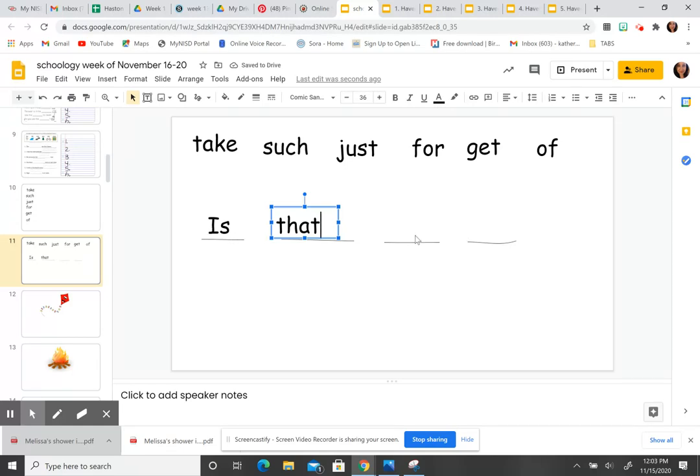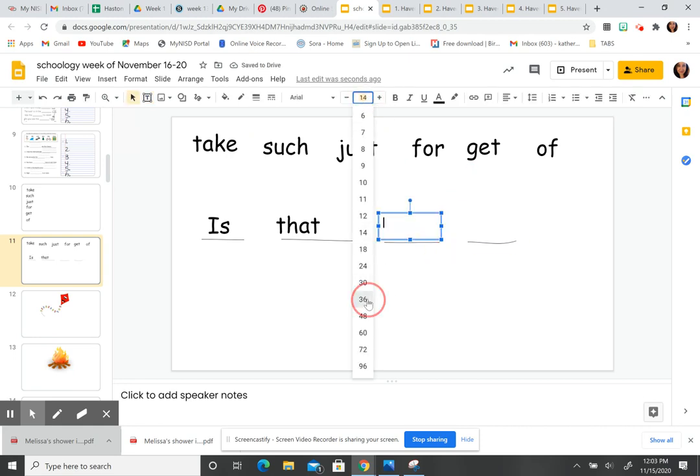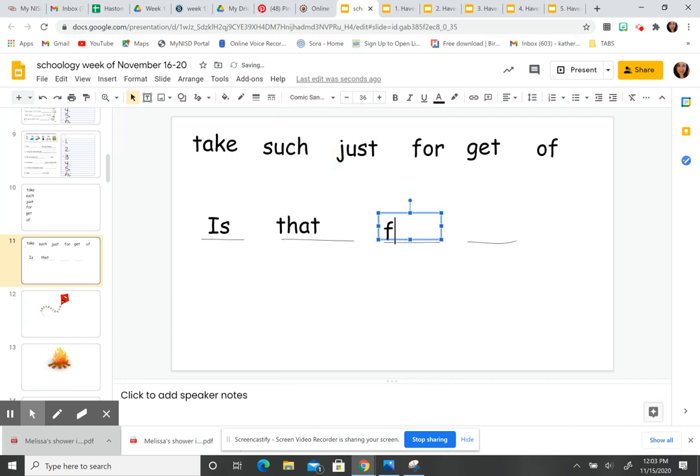And then we're using the word for. Is that for? So look up at the top. See if you can remember which one is the word for. Which one looks right? For. So we should pick this right here. Is that for? And then our last word is the word me. Is that for me? And so think about the sounds that you hear in the word me.